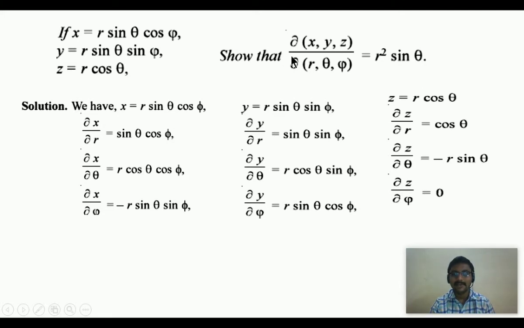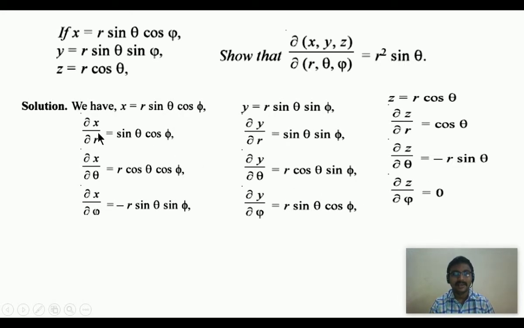So to evaluate this, the required x, y, z must be in terms of r, theta, phi, clearly given in the equations like this. Now we can easily evaluate the determinant dou of (x, y, z) by dou of (r, theta, phi). The Jacobian's value is easily evaluated. For this we require the partial derivatives, that is dou x by dou r, dou x by dou theta, dou x by dou phi, dou y by dou r, dou y by dou theta, dou y by dou phi, dou z by dou r, dou z by dou theta, and dou z by dou phi.